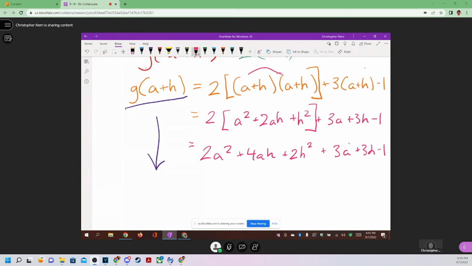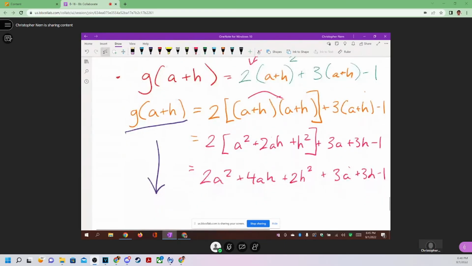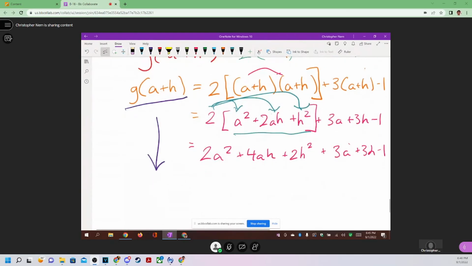I can foil these guys out and everything like that. I put a bracket so I can show that's multiplying by 2 from above here. And then you should get this expression. Now after I foiled it out, I distribute this 2 all over to each of these terms. And I get all of this mess.